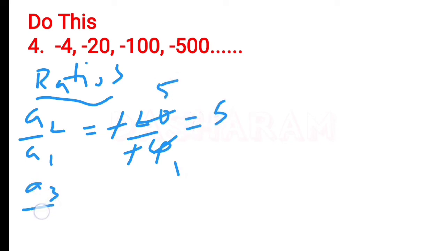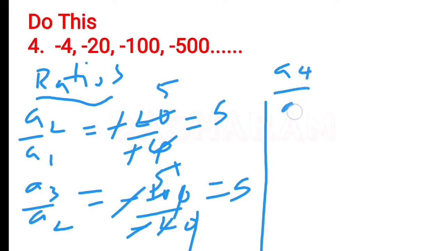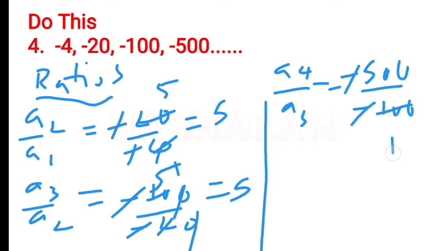Next, second ratio A3 by A2. A3 is minus 100, A2 is minus 20. So minus minus cancel, 0 0 cancel, 2 ones are 2, 5 twos are 10, it is equal to 5. Next, third ratio A4 by A3. A4 is minus 500 and A3 is minus 100. Minus minus cancel, 100 ones are 100, 5 hundreds are 500. So in the three cases we got the same ratio. The conclusion is the given list of the numbers are in GP because they have the same ratio.